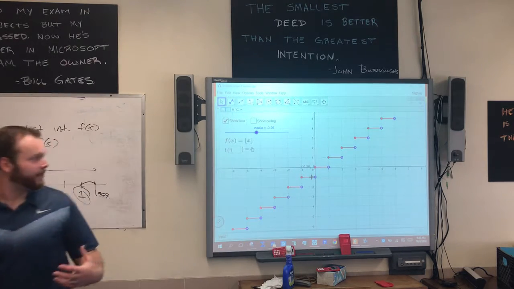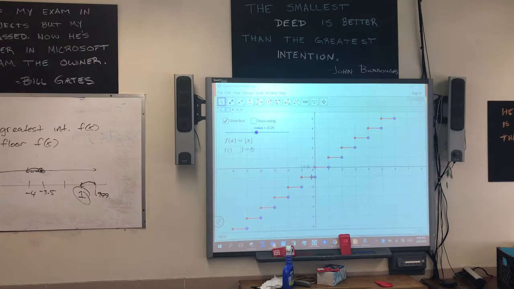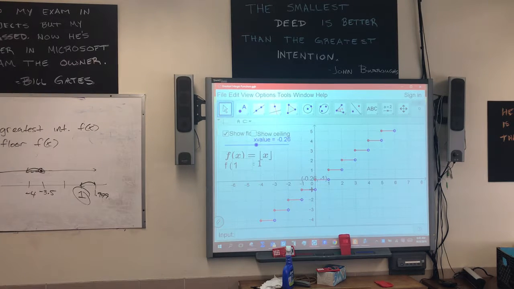So this is what happens. Let me see if I can make my ordered pairs a little bit larger for you guys. You're seeing that crosshair identifying ordered pairs for me. If I see negative 1.8, that's my x value that I plug in right here. The integer to the left of that would be negative 2, correct? So that's why negative 1.8 returns negative 2.